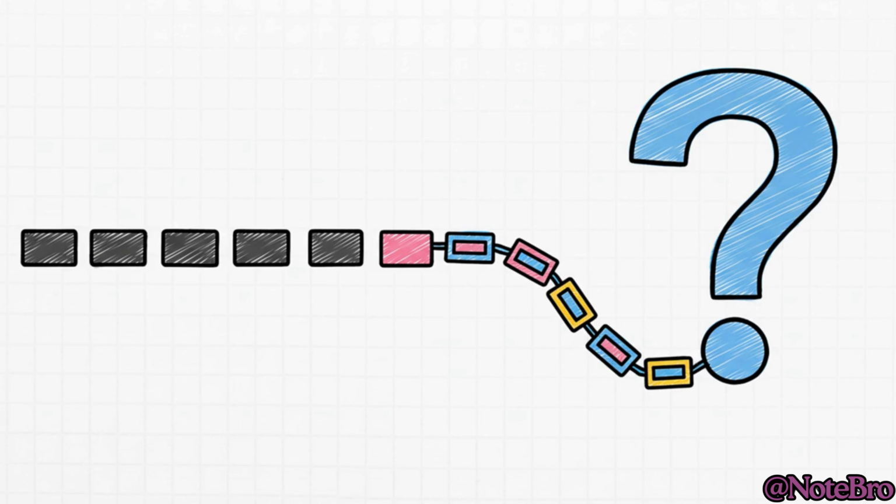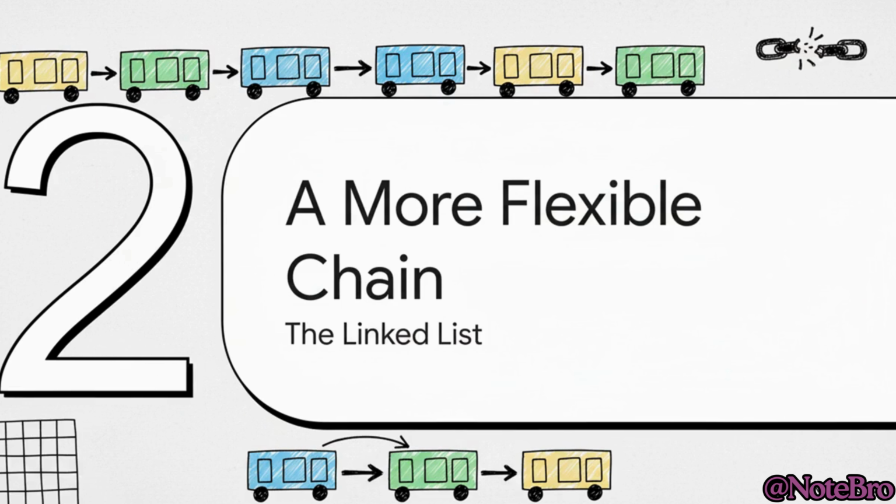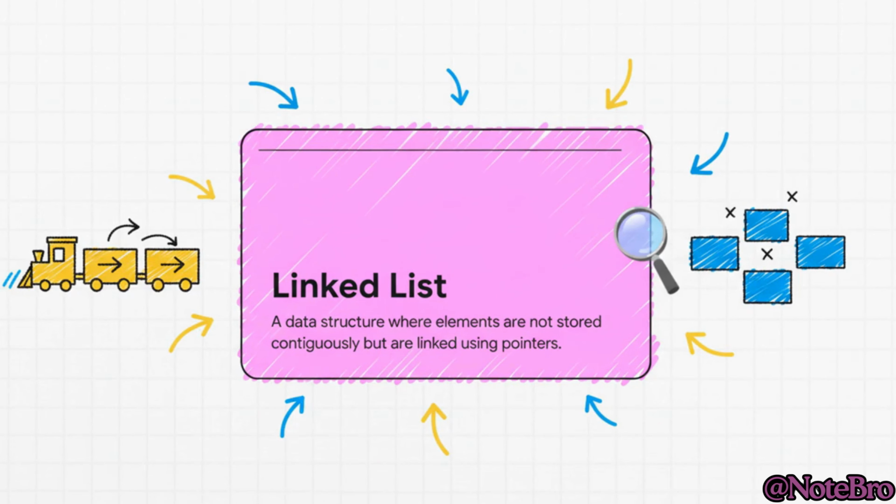This exact problem is why a much more elegant solution was created. A data structure designed from the ground up for one thing: flexibility. And that solution is the linked list. So let's dive right in. It totally rethinks how we store a sequence of items, and it does it by trading that rigid memory for some incredible flexibility. So what is a linked list really?